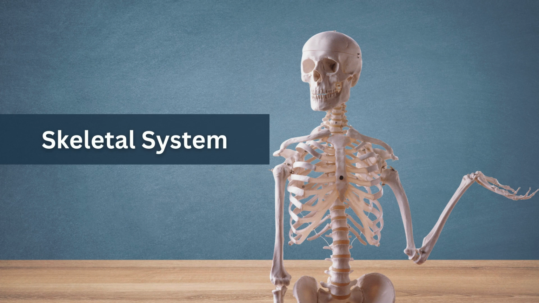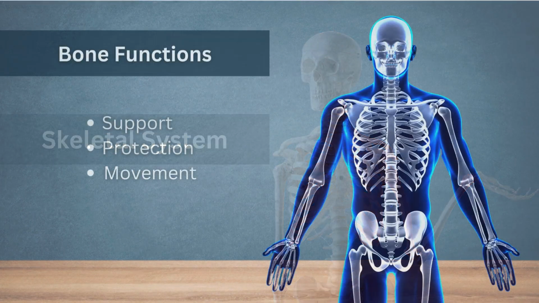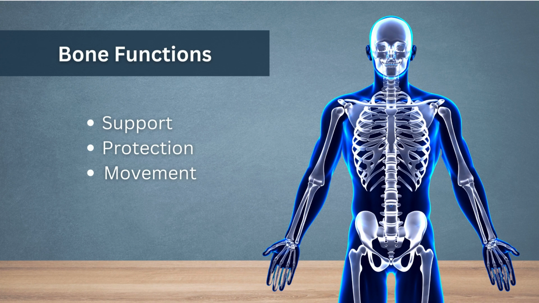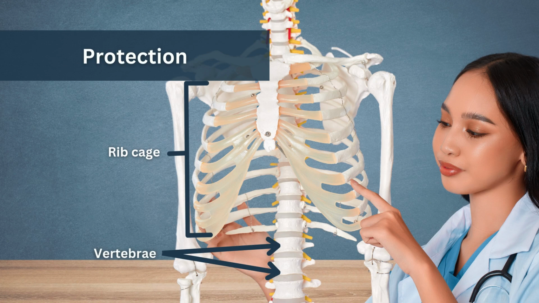The human skeleton is well adapted for the functions it must perform. The organs of the skeletal system are bones, cartilage, ligaments, tendons, and joints. Functions of skeletal bones include support, protection, movement, mineral storage, and the formation of blood cells. Bones provide a rigid framework, collectively known as the skeleton, that supports and protects the soft organs of the body.